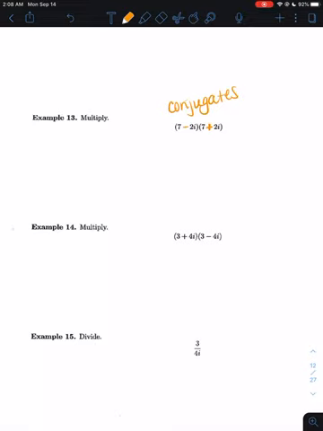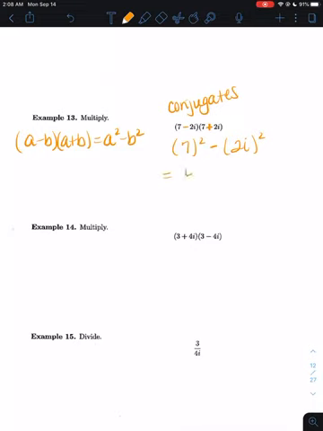What's special about conjugates, I don't have to worry about FOIL. All right, I don't have to worry about the distributive property. If you do a minus b times a plus b, your answer is going to be a squared minus b squared. So with that being said, since I have the exact same thing in parentheses, when I multiply this, all I have to do is take the 7 and square it, put a minus sign, and then take the 2i and square that.